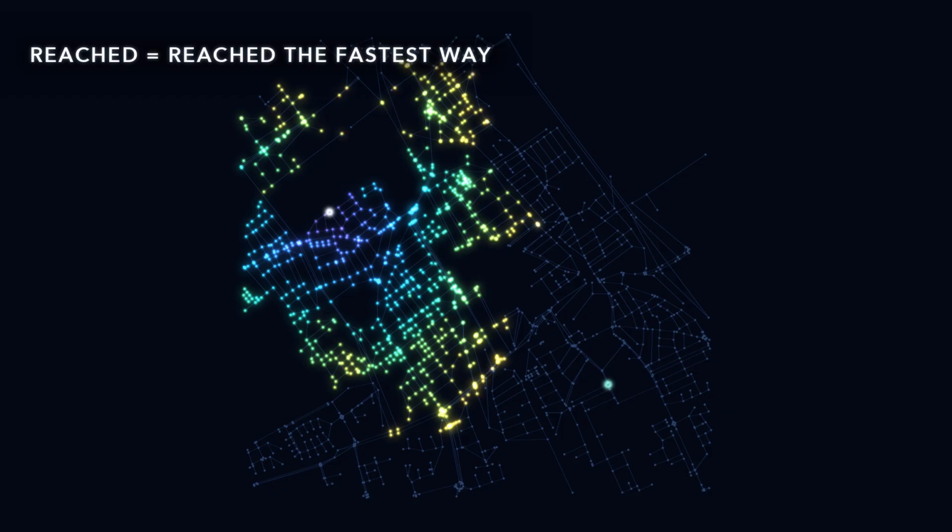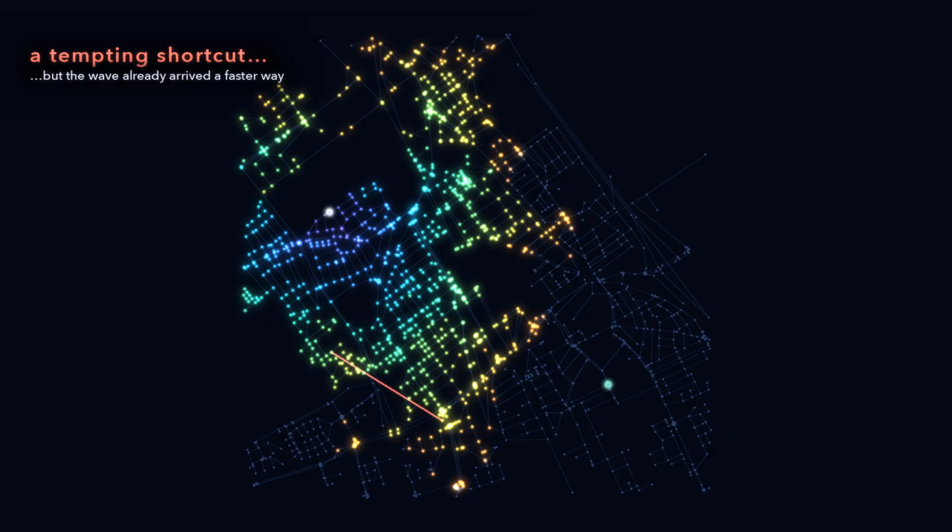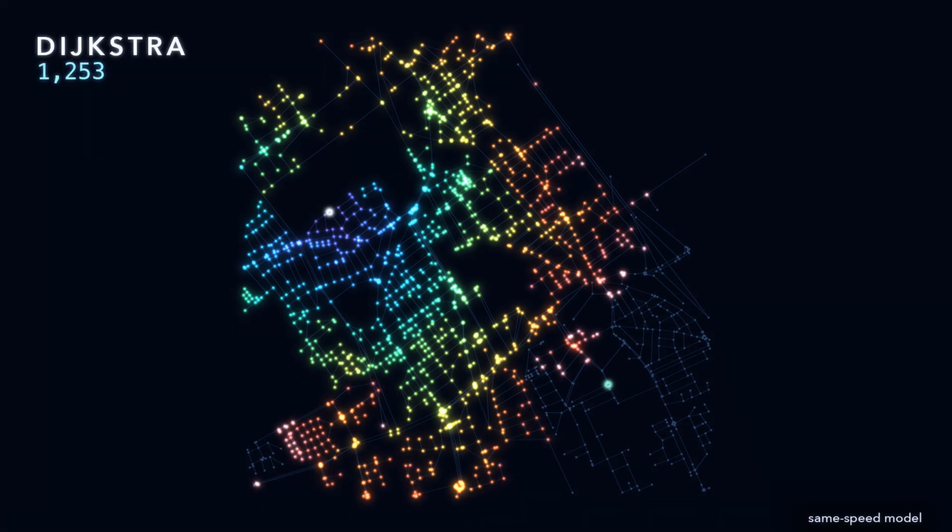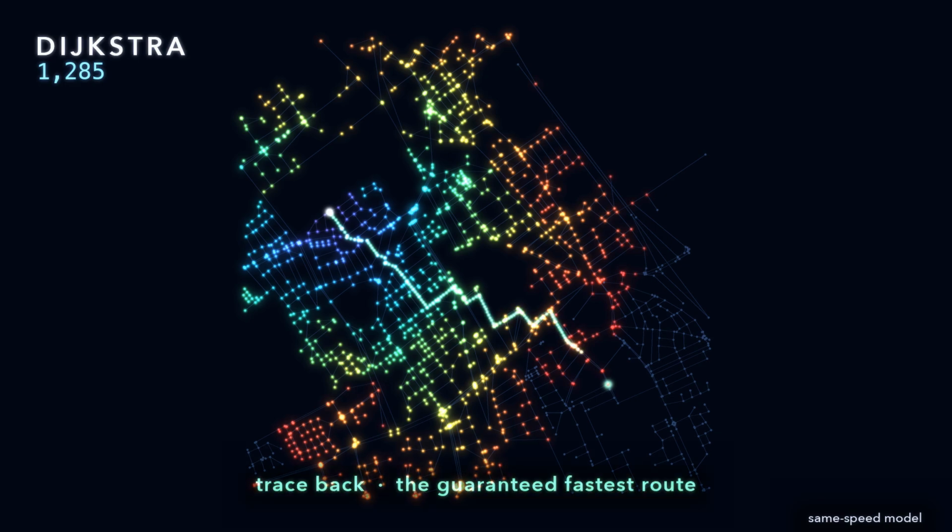Watch what happens. The wave grows outward, and every time it reaches a node, it has reached it by the fastest possible way. Why? Because we always took the cheapest step available. There's no shortcut we skipped. If a faster way existed, the wave would have gotten there first. And the moment the wave touches your destination, we're done. We trace the path back, and that is the guaranteed fastest route.